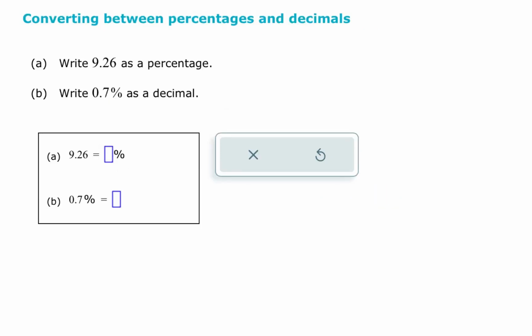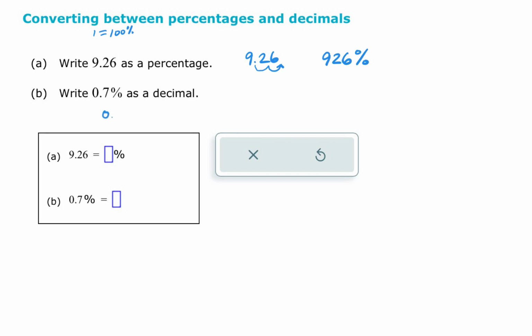Next one, we have 9.26 changed to a percent. So we're going to multiply by 100. So go 1, 2 place values, and we end up with 926%. And just like before, if 1 whole is 100%, and 2 wholes is 200%, and 3 wholes and so on, 9 wholes would be 900%, so this should be more than 900%.